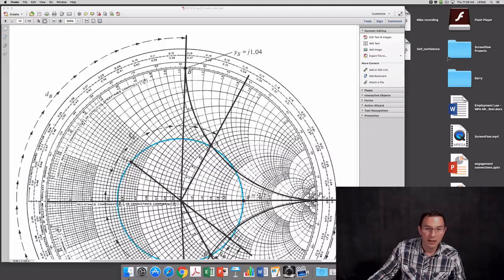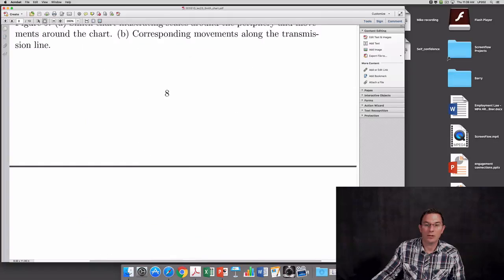If you choose point A to do your match, point A again corresponds to positive J 1.04, then you must add negative J 1.04. You must add a reactance of minus J 1.04 in order to move from point A along this G equals 1 curve down to the origin in order to achieve the match. Okay, let's go back and look at the equations here.